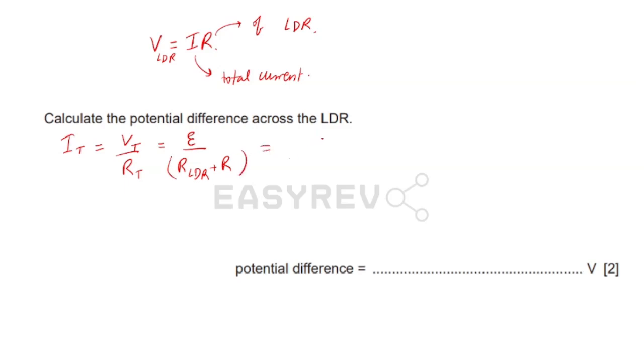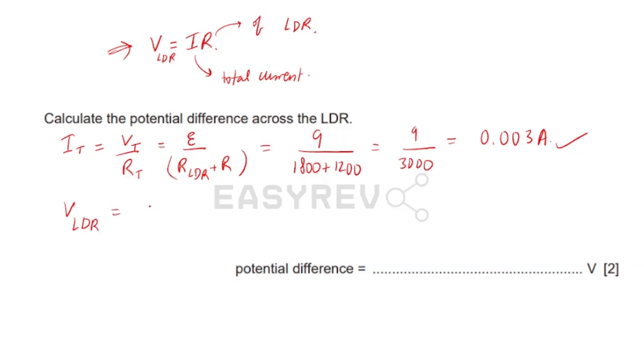We can now plug in our numbers, so we will get 9 over 1800 plus 1200, which gives us 9 over 3000, and solving this will give you 0.003 amperes. Now that you have the total current figured out, I can use this above formula. So the potential difference across the LDR would just be 0.003 times the resistance of the LDR, which is 1800. Plugging this into your calculator, you should get in the end 5.4 volts. So that's your answer for part A, right?